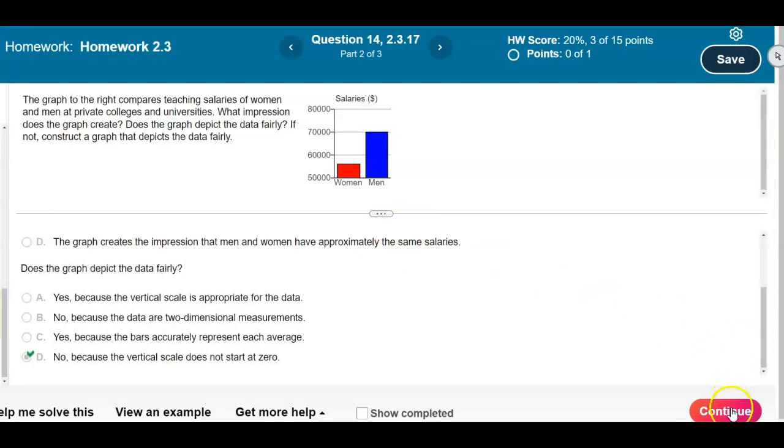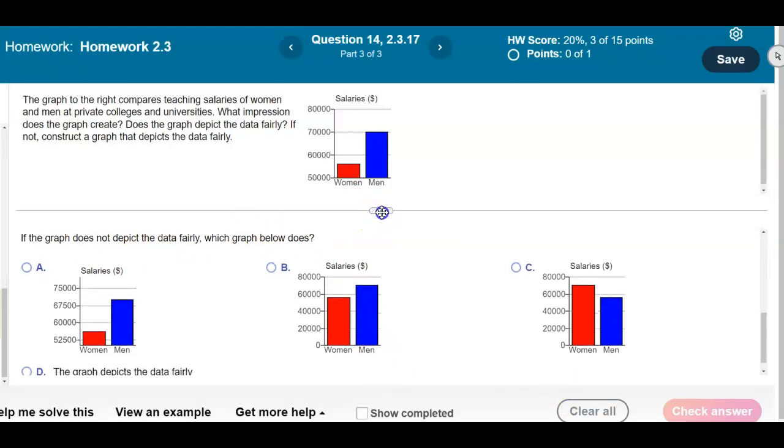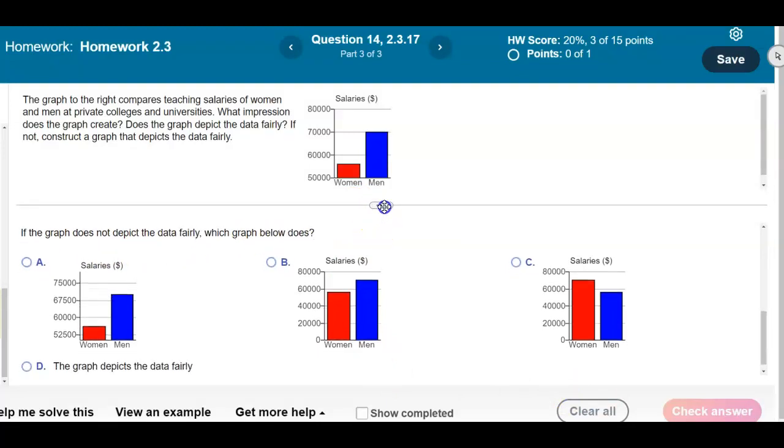Okay, and then the last part, it says, if the graph does not depict the data fairly, then which graph below does? Well, if you take a look at the first one for part A, you can see that this does not start at 0, so we can cross that one off. If we take a look at B and then we take a look at C, then we need to compare this graph with those two graphs.